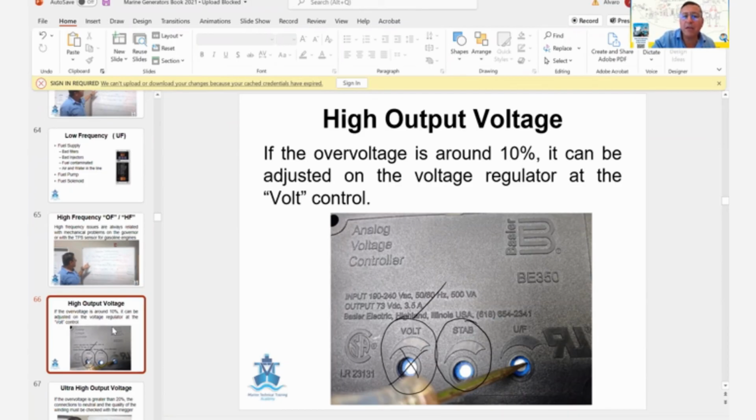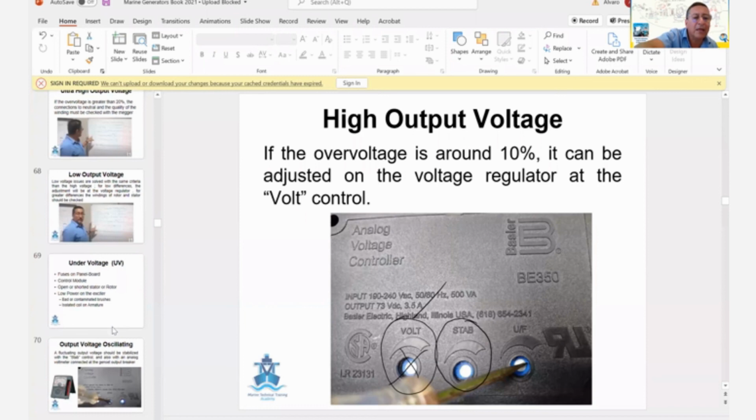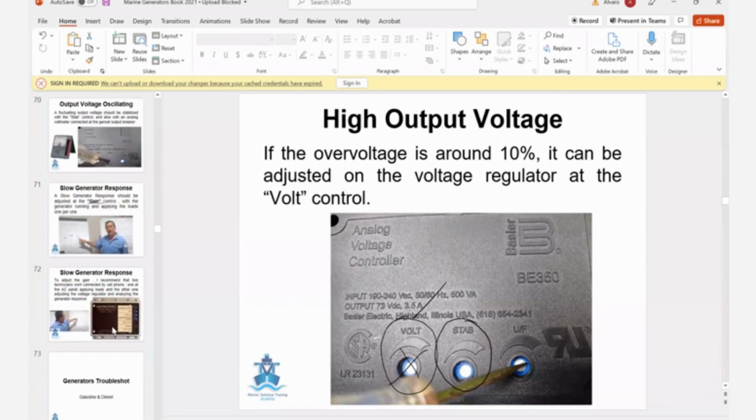What is the meaning of the last one? Normally the name is gain. Gain, what is the meaning? Apply load, how long it takes to get back up. Correct. It's the time that the generator spends to recover the RPMs when you apply heavy loads. And once again, with the voltmeter connected at the output breaker of the generator, you move slightly the spot of the gain, the last one, and you calibrate the gain, the response of the generator when heavy loads are applied.